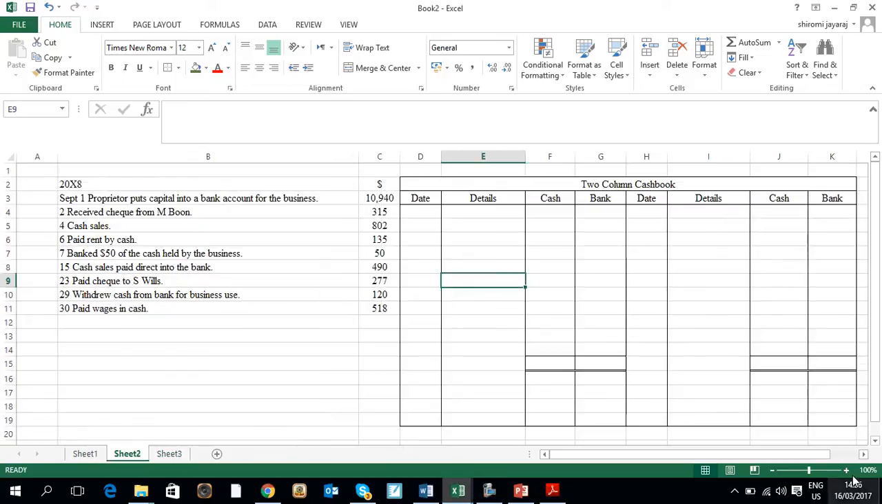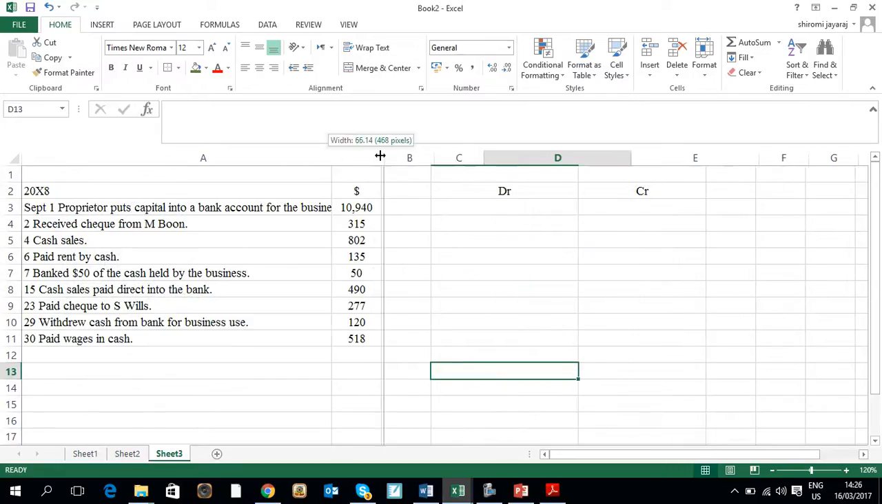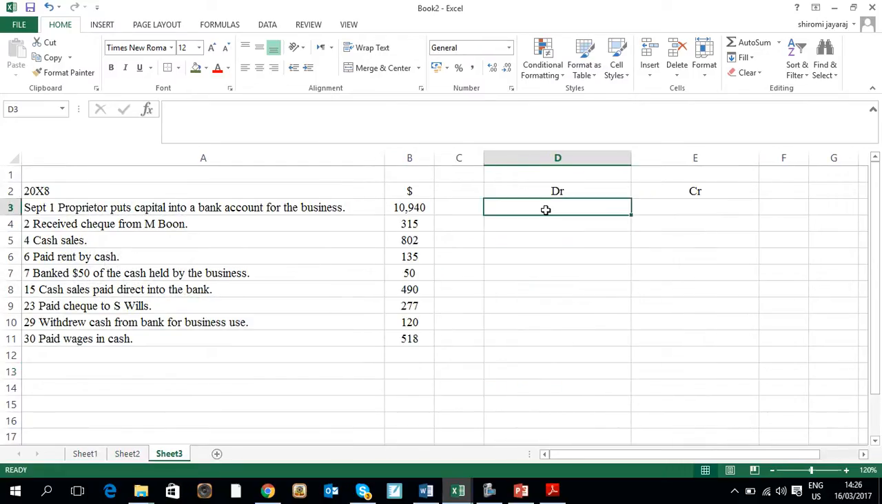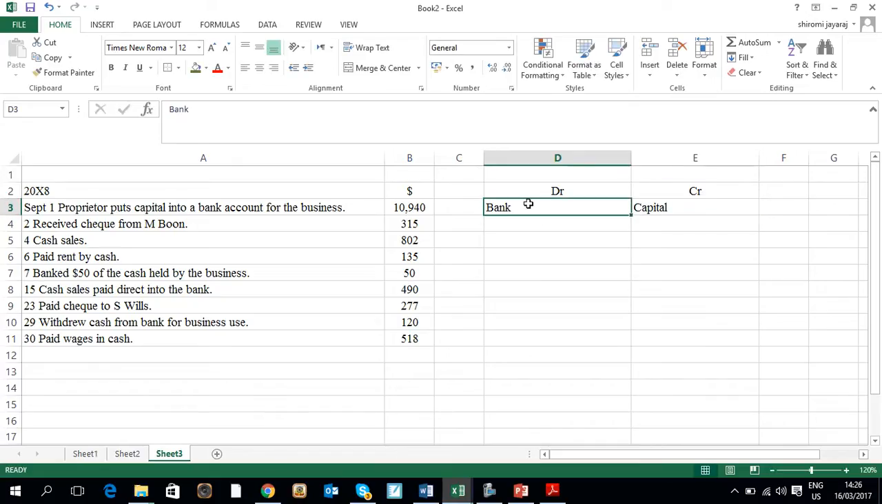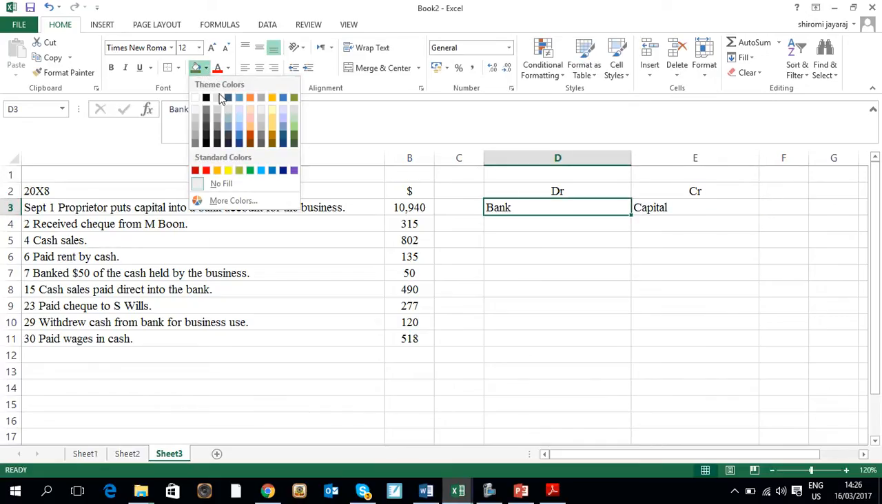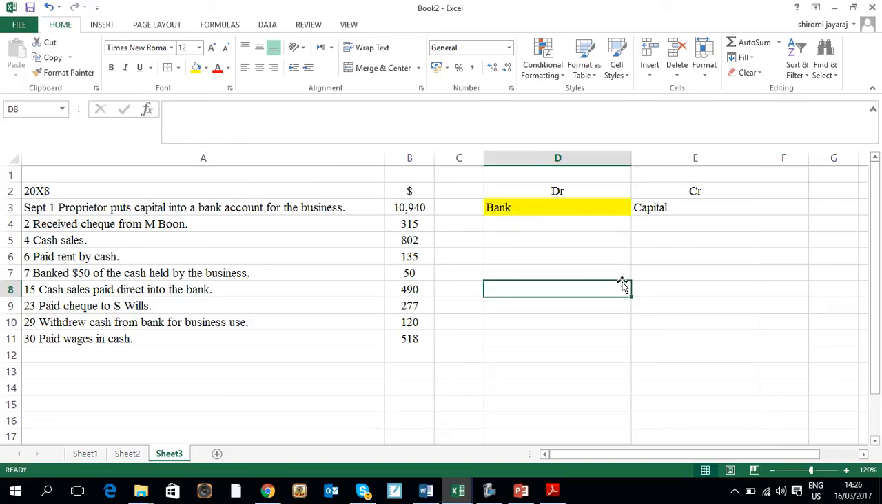Let's prepare a two-column cash book. First of all, it's better to identify the debit and the credit entries of each transaction. September 1st, proprietor puts capital into a bank account for the business, 10,940. The double entry would be bank account debit, capital account credit. Therefore, you know that this entry appears on the debit side of the cash book.